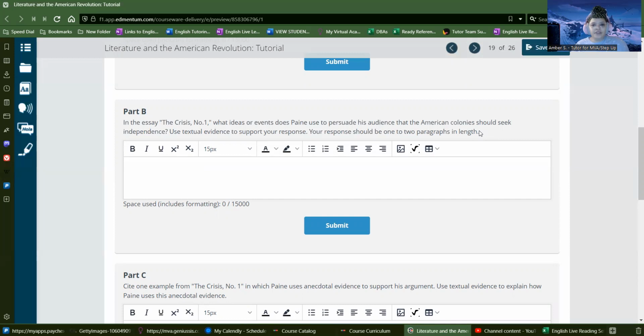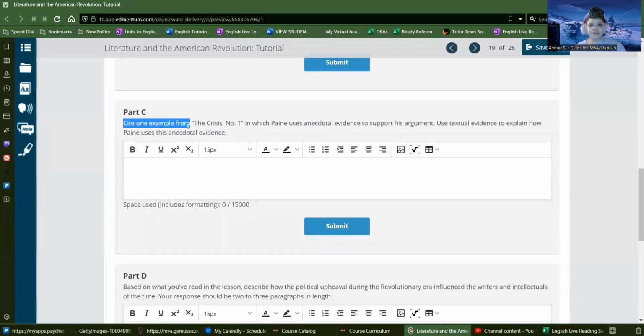Now, what events does he use to persuade the audience, right? He references quite a lot of events in that essay. He mentions a lot of things that the British have done. He references a lot of events just in terms of like what the army has been doing and their movements. And he mentions a lot of things about what the king has done or decided to do. And all of these, I think, even just in the first half of the Crisis number one, you should have at least 1 or 2 quotes that you can use for this answer.